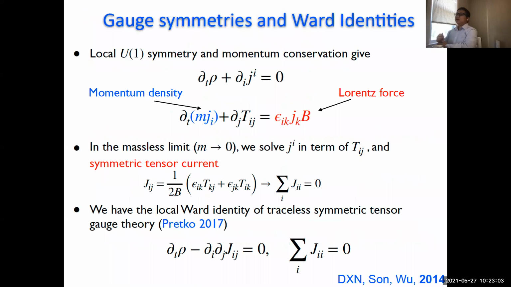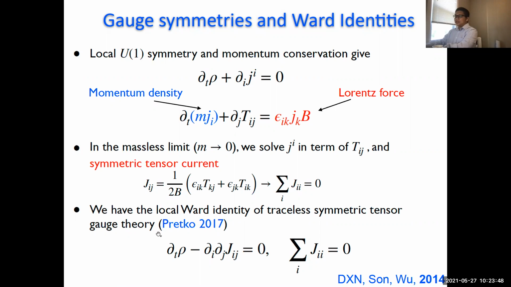Now I can also derive the Ward identity. For the electron in the magnetic field, you have the following conservation laws: the local conservation of charge is the charge conservation equation, and the second equation is nothing but momentum conservation. Because of the magnetic field, you have the Lorentz force, and the momentum density is defined in terms of the current density multiplied by the mass. In the massless limit, again, we see that this equation is nothing but a force balance equation, where you can derive the current in terms of the stress tensor.